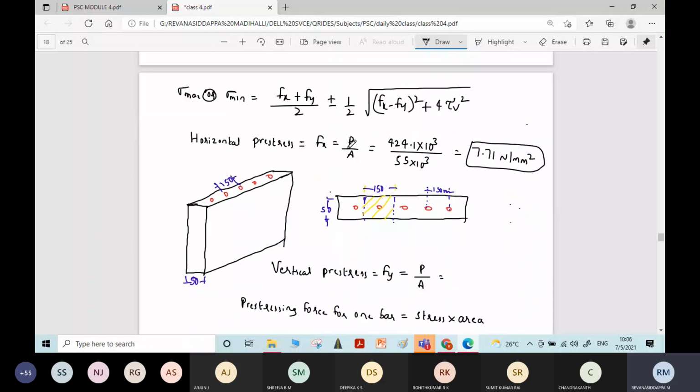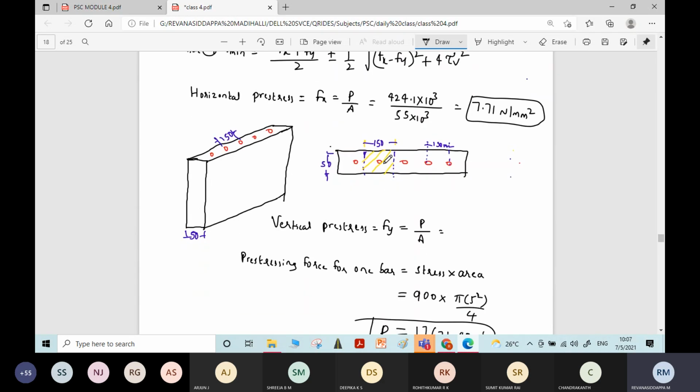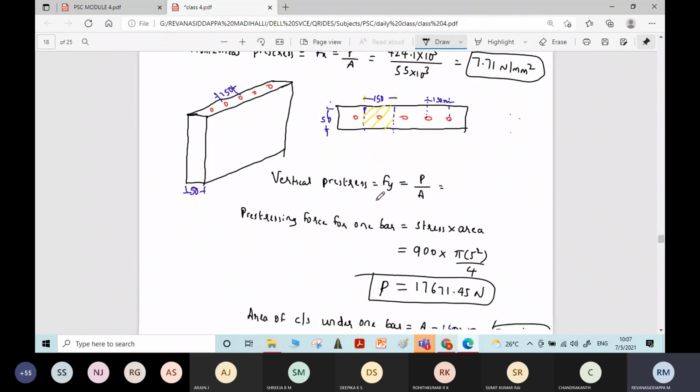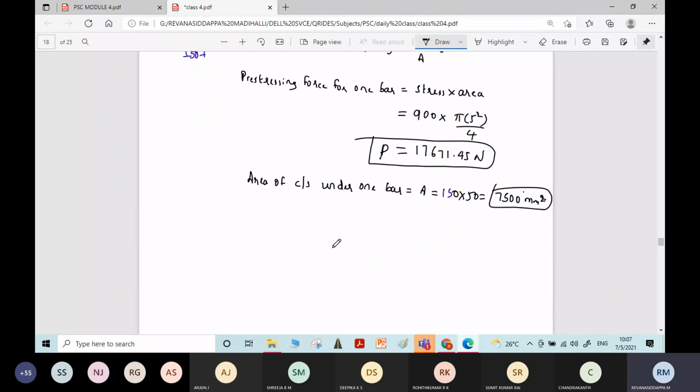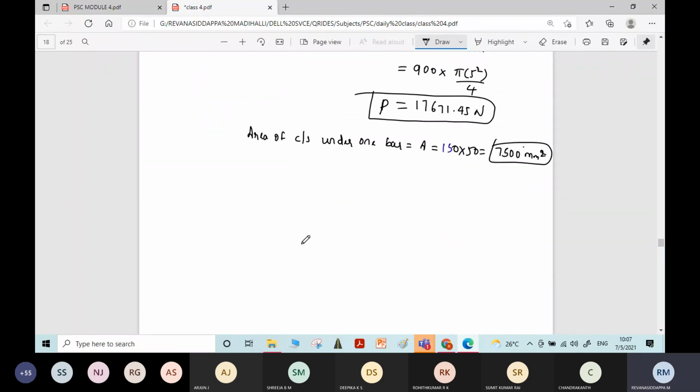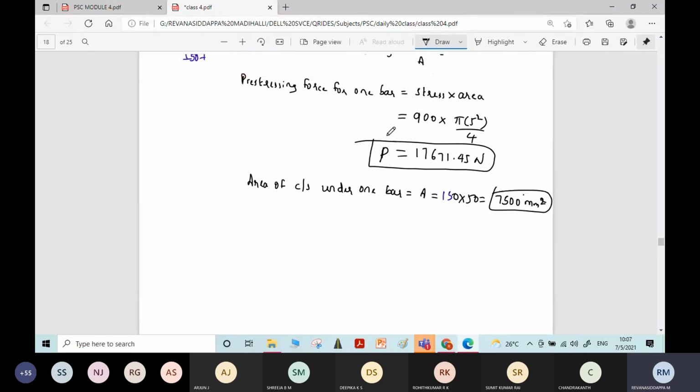Okay, here pre-stressing force is calculated by considering all the bars all over the cross section. Therefore, it is pre-stressing force divided by total cross sectional area. Here, as you are considering only 1 bar, you need to consider the area under 1 bar only. Okay, I hope you all understood this. If you have any doubts, you can ask. Okay, now you can find Fi. This is the only important step here.